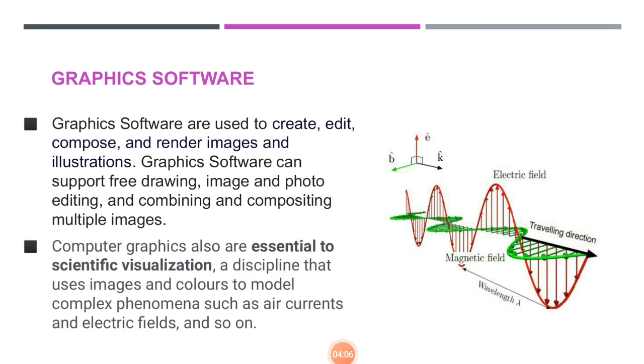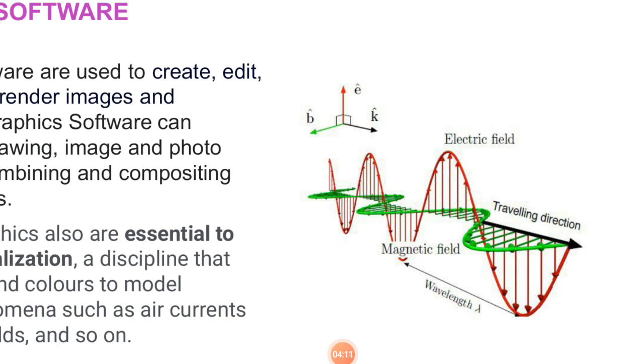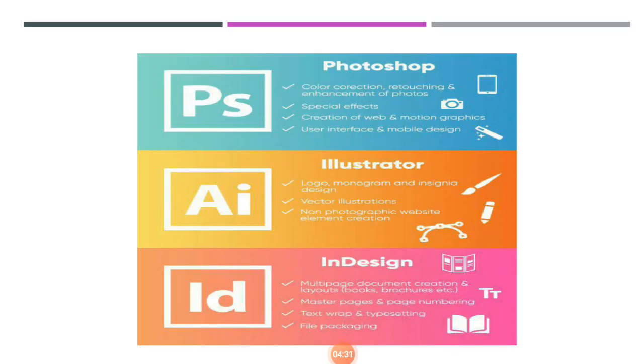Here I will include a 3D image showing wavelength, the electric field, magnetic field and traveling distance, all mentioned here, but the picture is in 3D. Computer graphics are also essential to scientific visualization, a discipline that uses image color to model complex phenomena such as air currents and electric fields and so on. Then these are the tools: apps like Photoshop, Illustrator and InDesign. We can create our own design or model for physical science in 3D or any other ICT use through physical science.